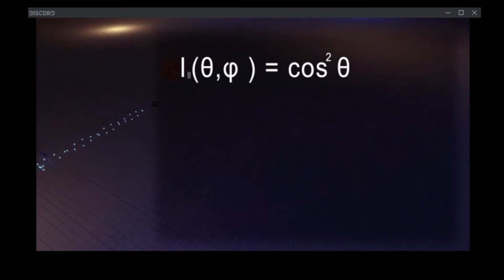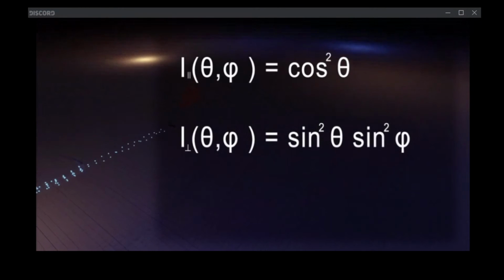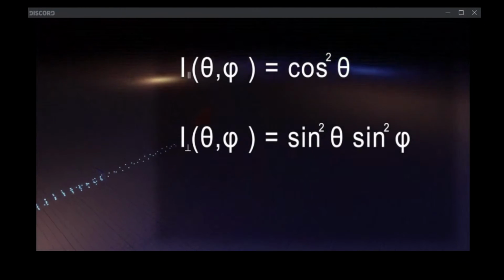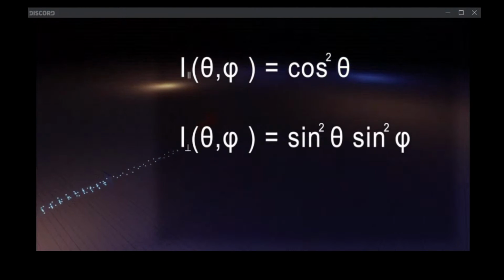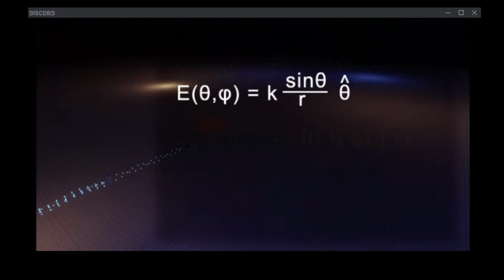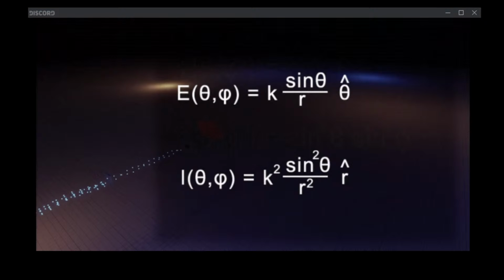Using some trigonometry, we find the light intensities are given by cosine squared theta for the parallel axis and sine squared phi times sine squared theta for the perpendicular. The electric field created during emission by the fluorophore is given by the Coulomb constant times sine theta over r, and we can square this entire field for the light intensity.